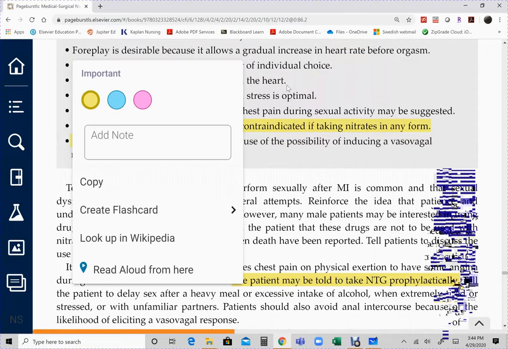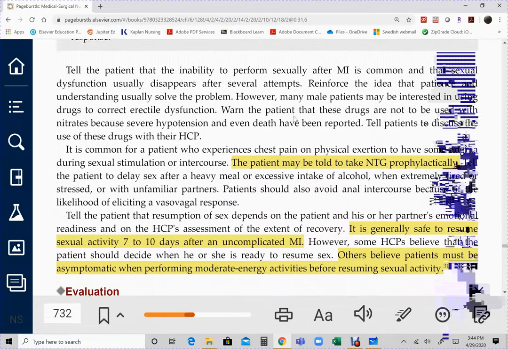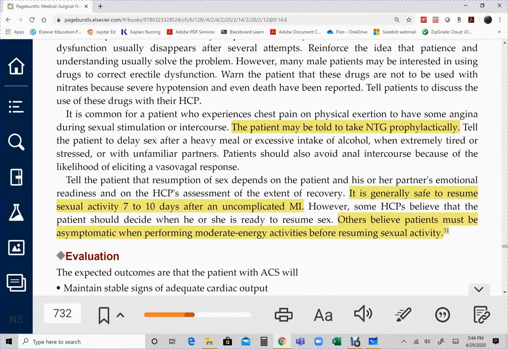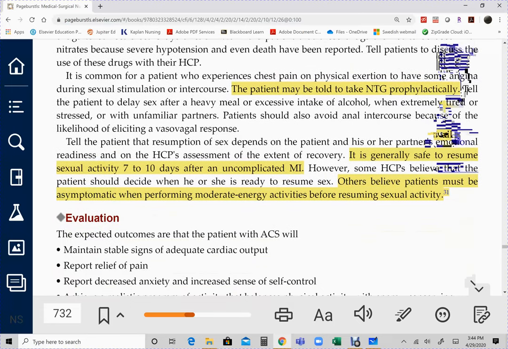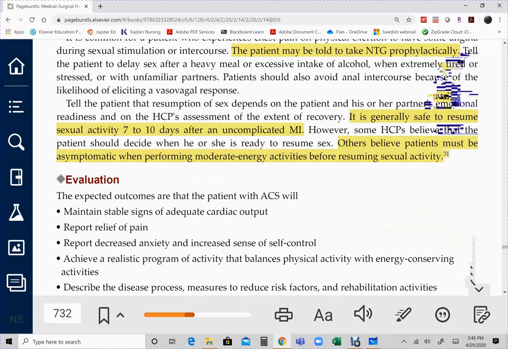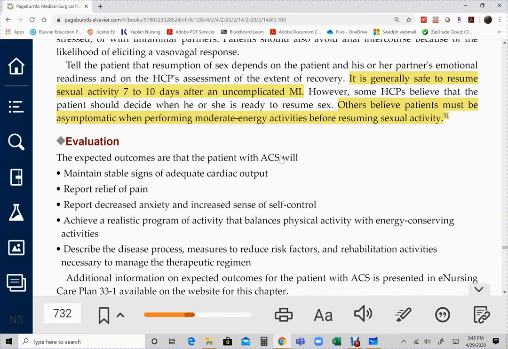Or if you're worried, you can even use nitro. Okay, you can do sublingual nitro before the activity. That way, if you're still having the angina, then you can lessen the activity. Plus, the sexual activity goes uninterrupted. Okay. All right, I already mentioned the prophylactic nitro. Again, this is probably not the best advice. I would still go with the 2 weeks. I mean, if they can climb two flights of stairs, okay, that's the best basis for me.